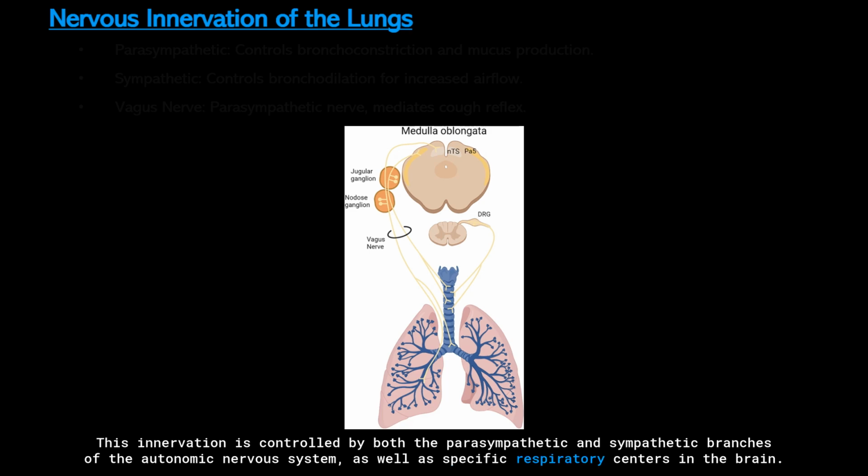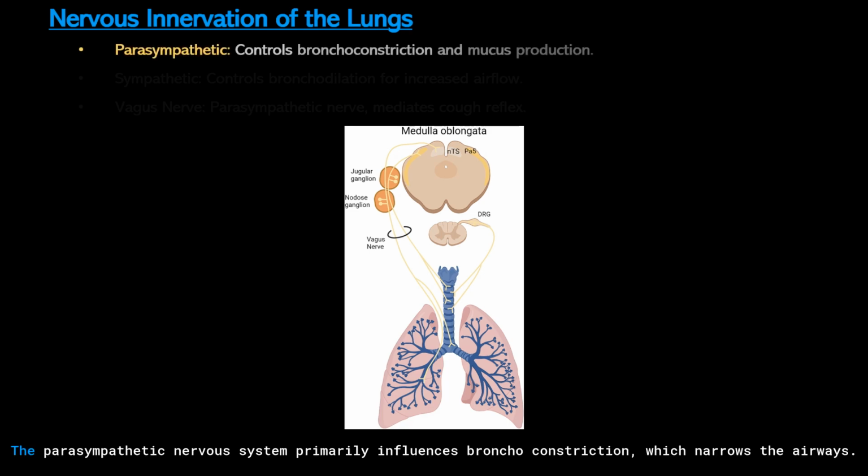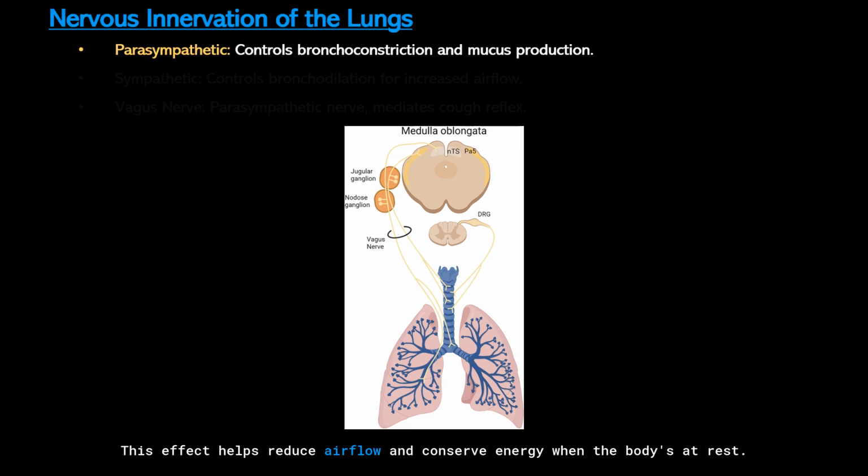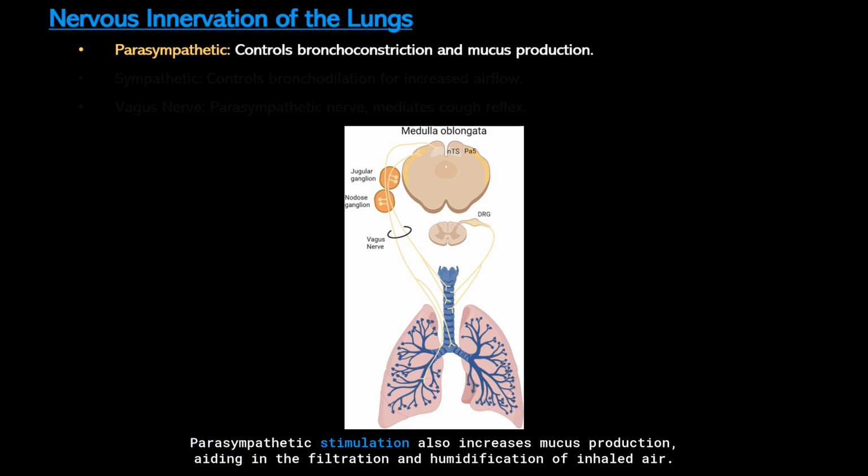The parasympathetic nervous system primarily influences bronchoconstriction, which narrows the airways. This effect helps reduce airflow and conserve energy when the body is at rest. Parasympathetic stimulation also increases mucus production, aiding in the filtration and humidification of inhaled air.